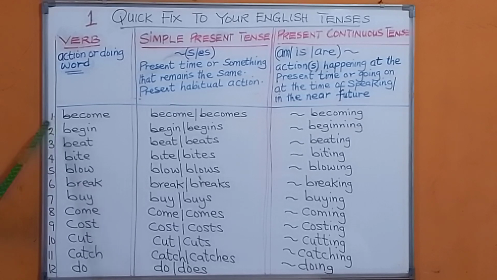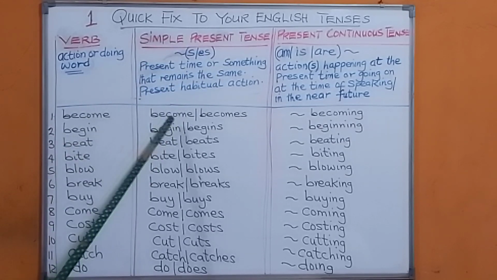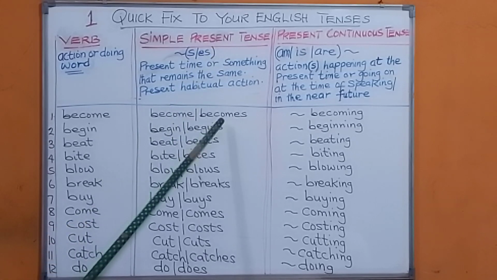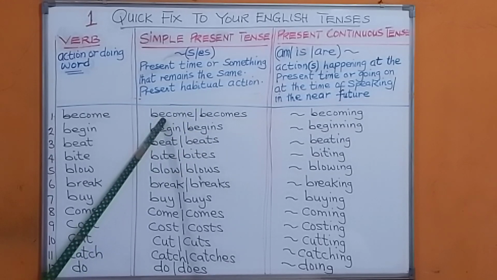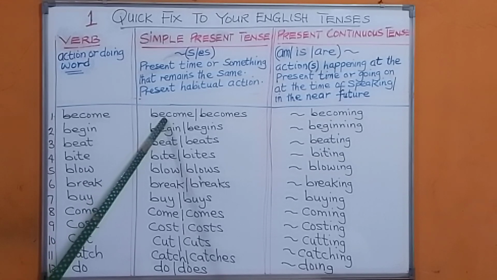Now, let's go on. Number 1 is become. How do you use the verb become in simple present? When there are many, you say become. When it's one, you say becomes. For example, we become a doctor. They become an engineer.